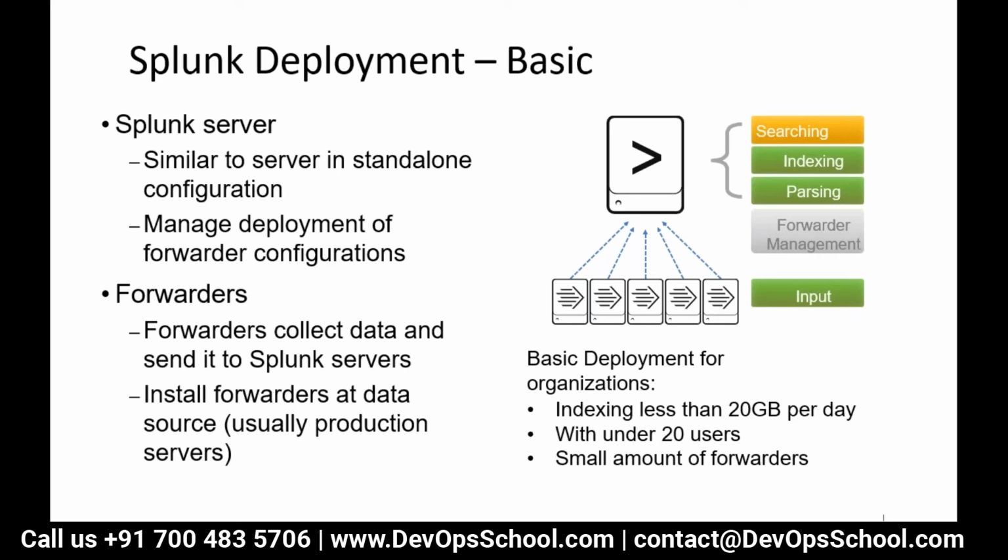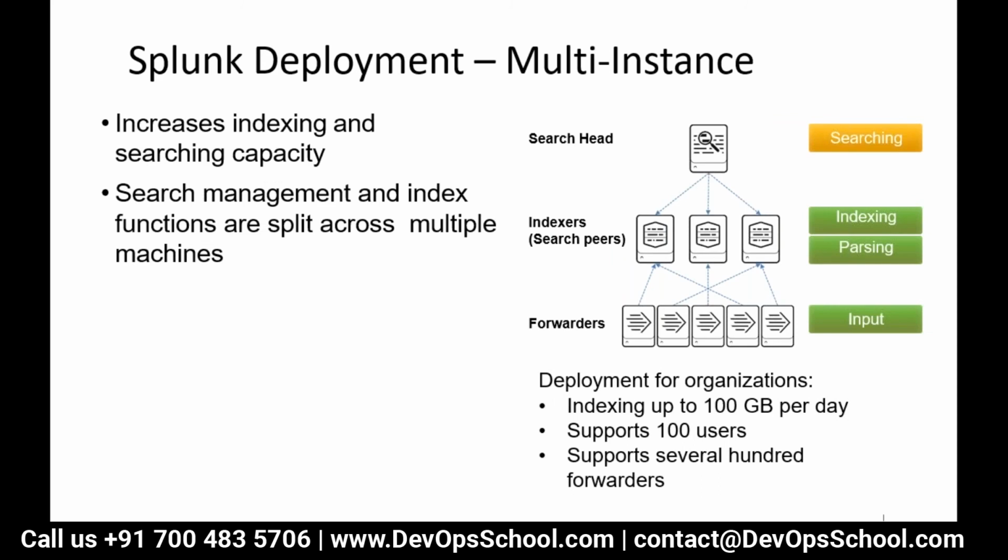Okay. Now, if you want to go for a higher configuration, then you should try multi-instance. When I say multi-instance, that means the search head you have to set up separately, indexers separately, and forwarders separately. So see here, forwarders will be on different machines for the input. Indexers, also called search peers, will perform two activities, indexing and parsing, across multiple machines, and searching is done from the search head. So basically here it increases indexing and searching capacity.